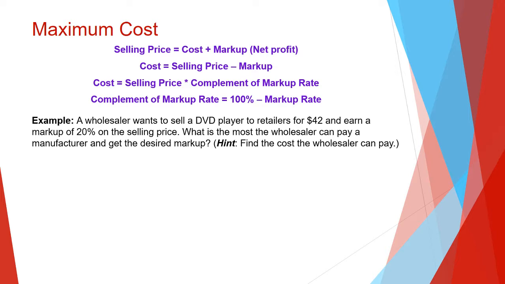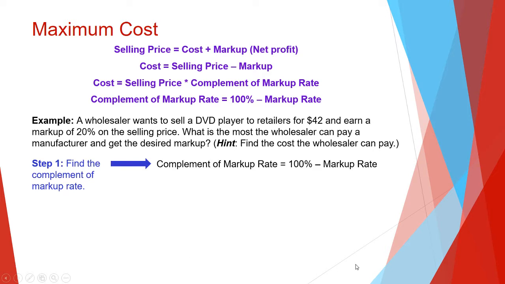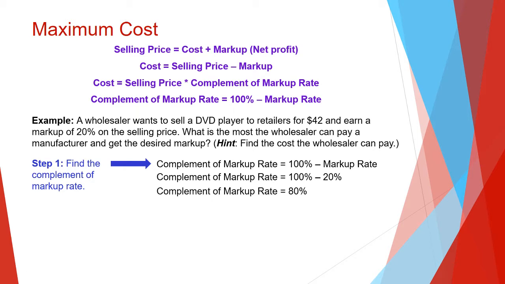So what is the most the wholesaler can pay a manufacturer and get the desired markup? We want to sell it for 20% higher than what we buy. So we need to determine how much we can afford to buy it for if we want to sell it for $42. Okay, so the first thing we need to do is find the complement of markup rate. The markup rate is 20%, so the complement of that is going to be 80% because 100 minus 20 is 80.